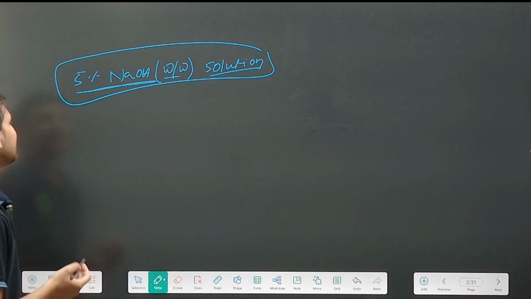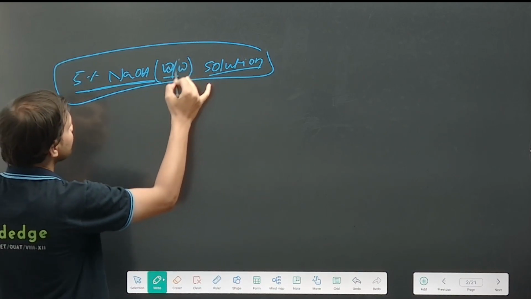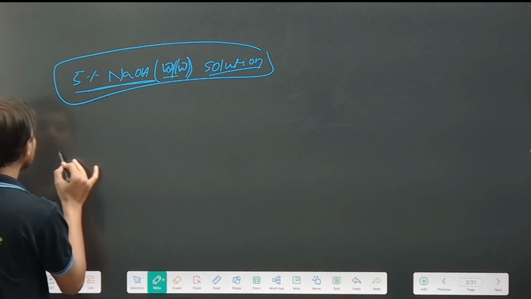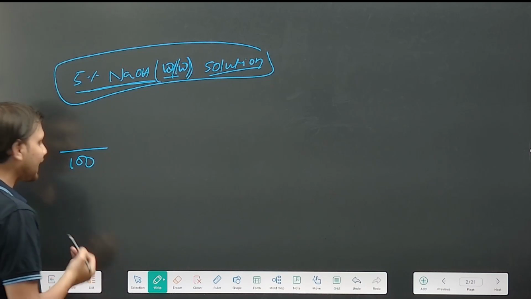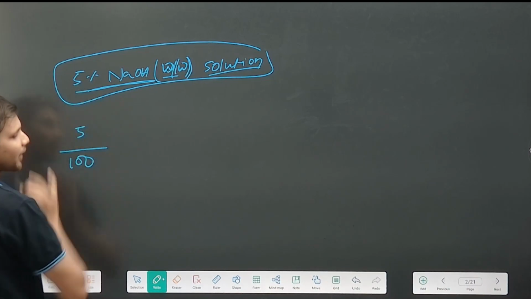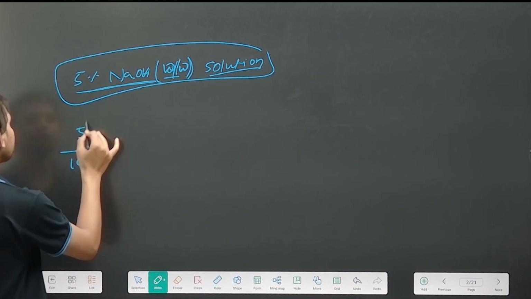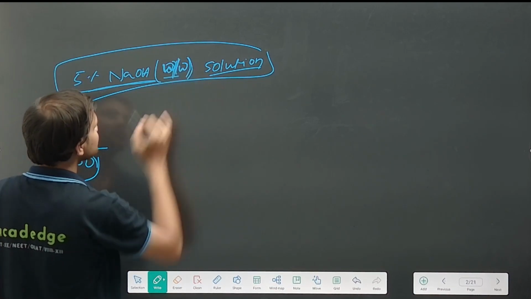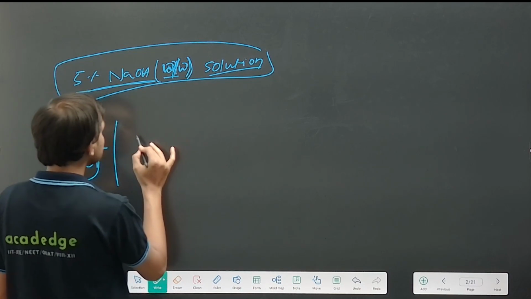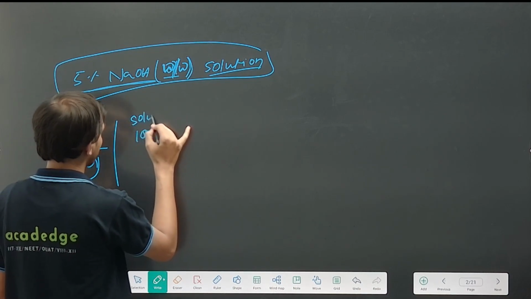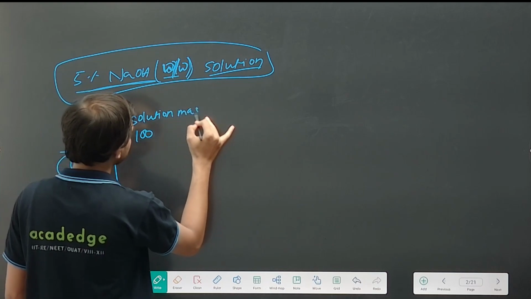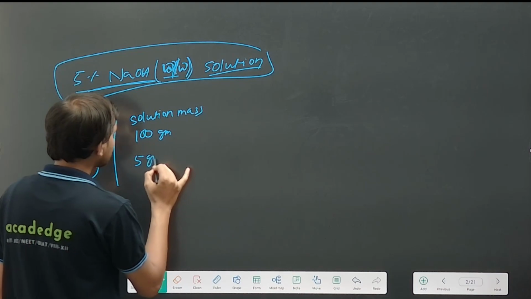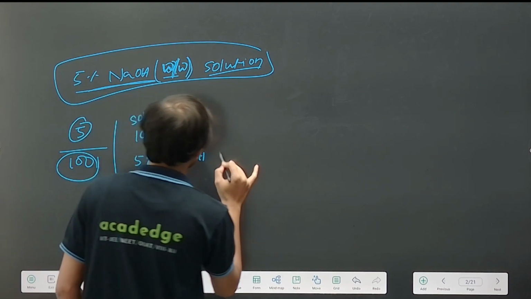What does it mean? If cent means 100, then the cent word will be in the denominator and something will be in the numerator, that will be 5. That is your percent, that means 5 out of 100. If it is weight by weight, it means that if I consider the solution mass as 100 gram, then out of the 100 gram, 5 gram of sodium hydroxide is present.